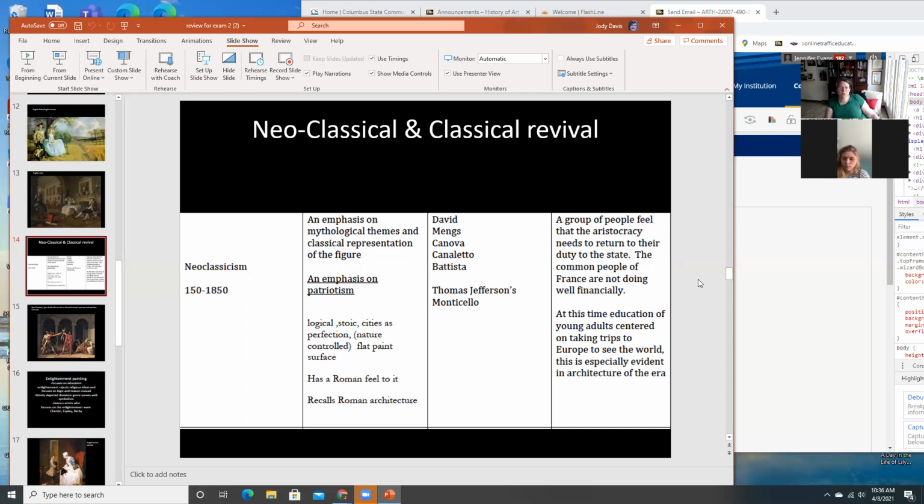One of the most famous people that we look at in this era is David. We'll talk about him a lot. Canaletto was also one that we looked at quite a bit. In architecture, we see buildings that represent old classical buildings from the Roman Empire. Thomas Jefferson's Monticello is loosely based on the Parthenon or the Pantheon. At this time, education of young adults centered on taking trips to Europe to see the world. We talked about that in class. It was called the Grand Tour.